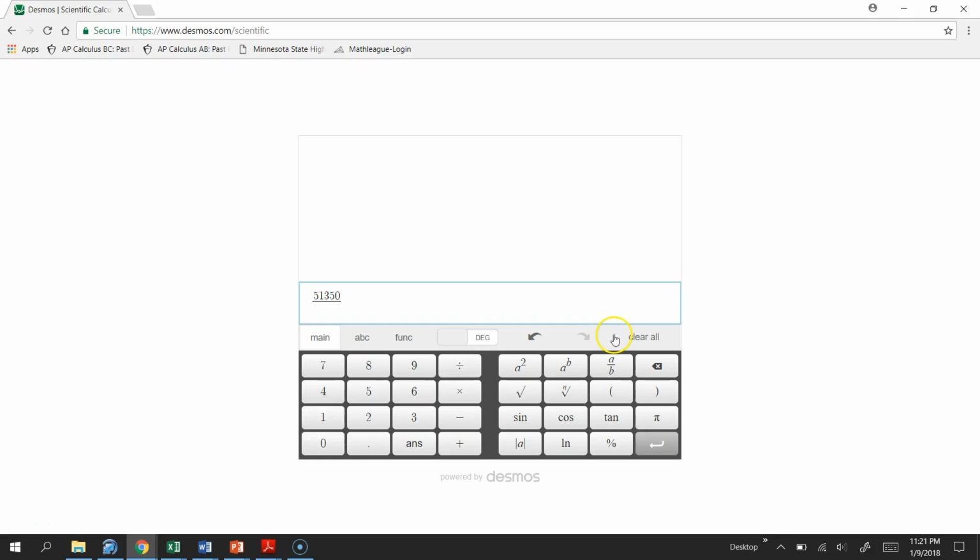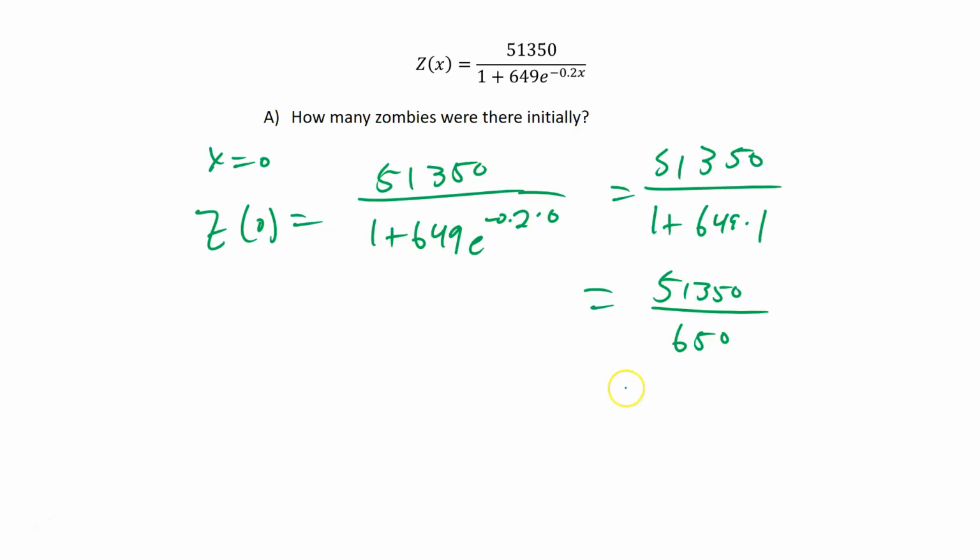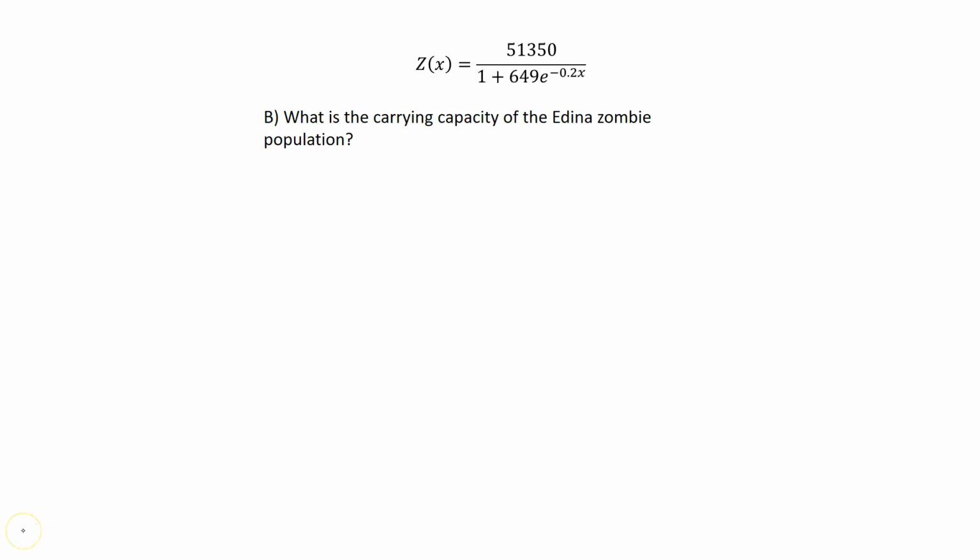So we said 51350 divided by 650. Looks like 79. So that is 79. Initially, 79 zombies that are going to wreak havoc on Edina. I wonder how long it's going to take for them to turn all the people in Edina to zombies. We'll probably find out. Let's see. All right, what is the carrying capacity of the Edina zombie population?